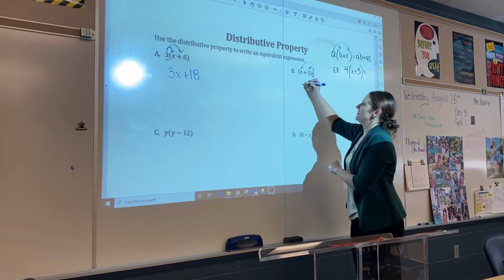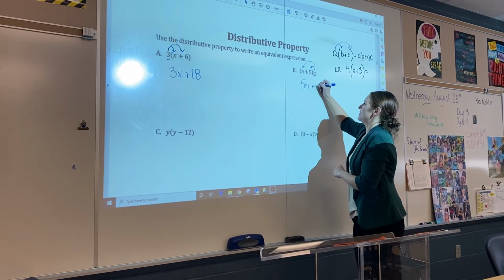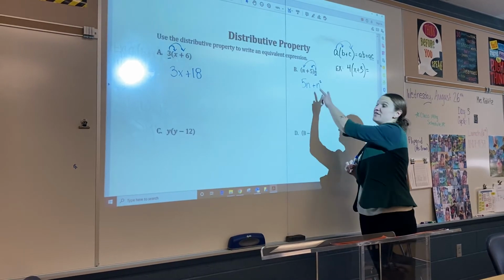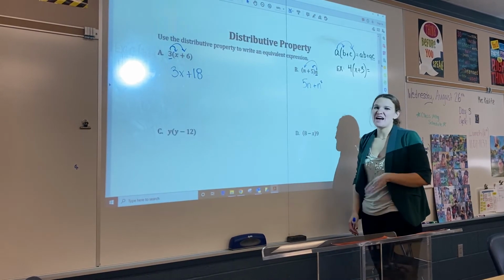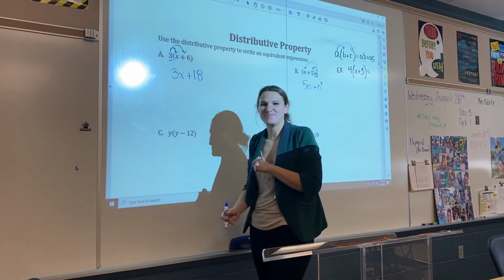So n times 5 gives me 5n. N times n gives me n squared. These look very similar, but they're not like terms. I cannot combine them. I'm done with that one. Let's look at two more examples.